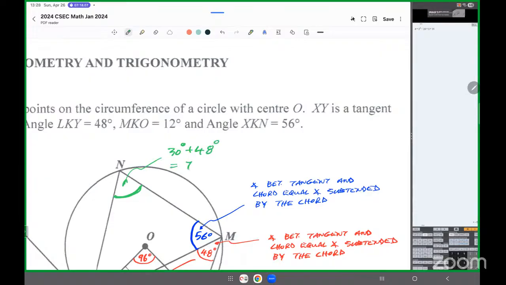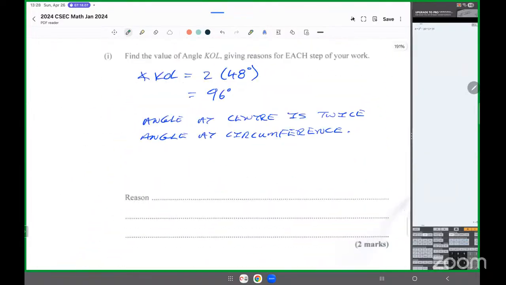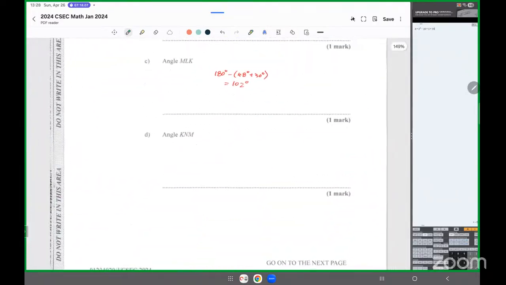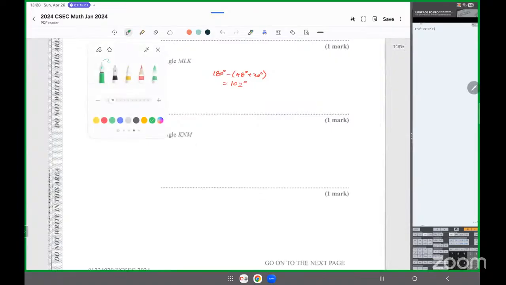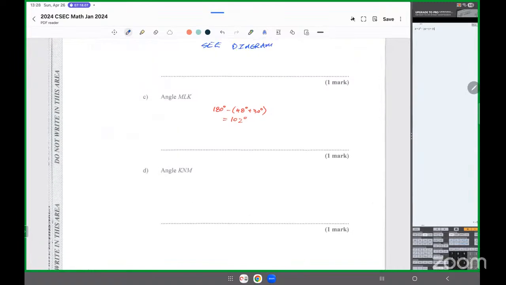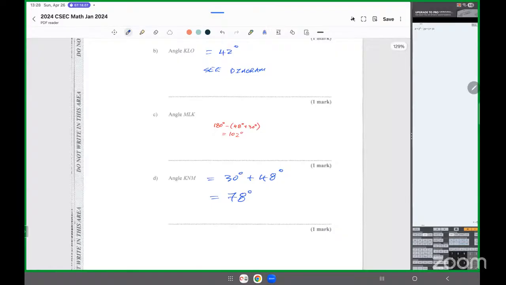Which is 78 degrees. Tangent and chord. Then I really want a calculation. That's why I go, no reason. That's why I do the calculation. No, they didn't ask for any reason. I keep giving 1 mark each thing. Let's equal to 30 degrees plus 48 degrees, which is 78 degrees. There are other ways to do it, but this one is good enough.